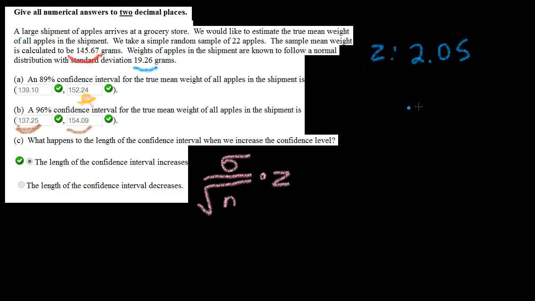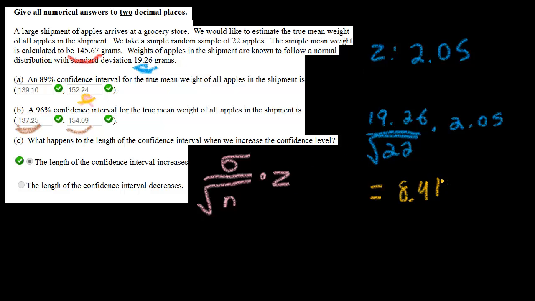Now we just have to plug all the values into our trusty formula right there. So the standard deviation, if you look, is going to be 19.26 still, so 19.26 divided by the square root of our sample size of 22. Multiply the z-score we got, 2.05, and doing this will give you the margin of error for 96% confidence level. This gives you 8.4178. The next step then is to grab the sample mean and subtract this value from it and then add it to it. Those would give you the minimum and max values of the confidence interval.